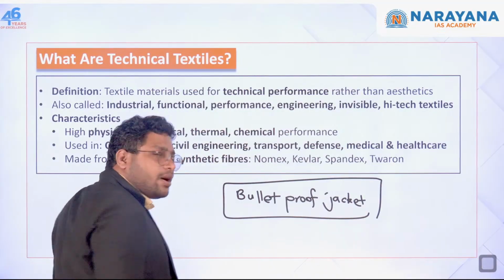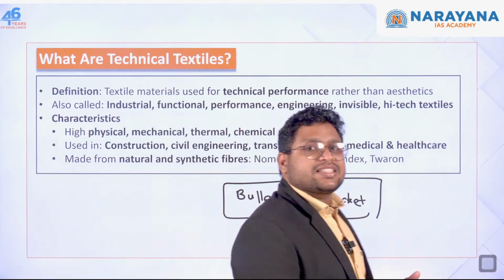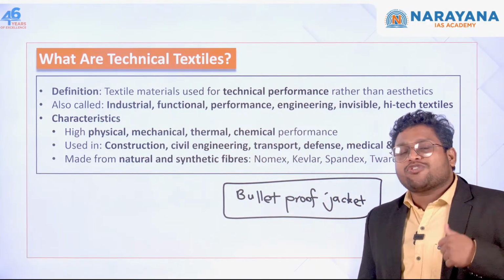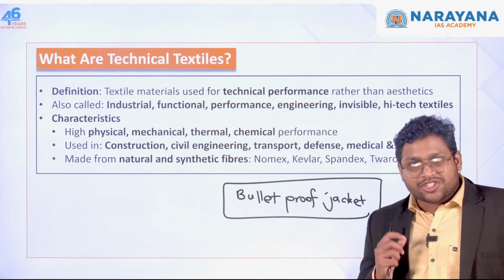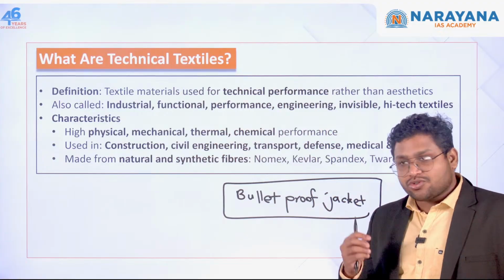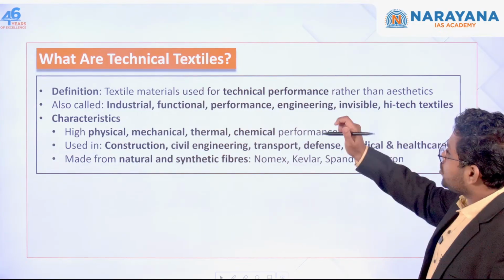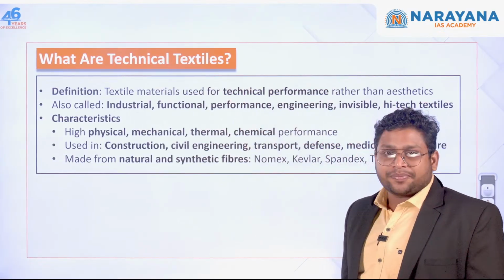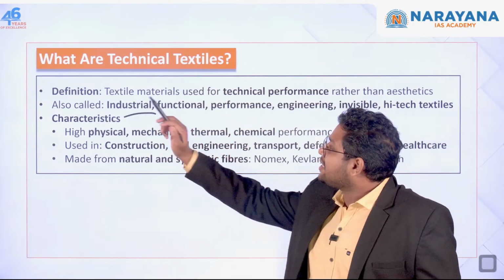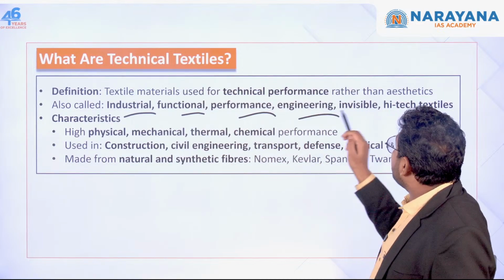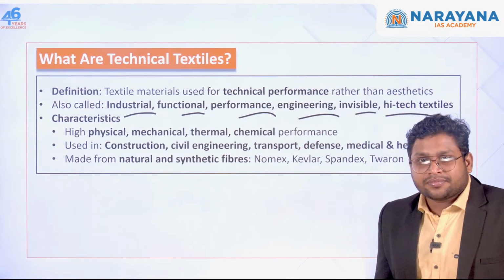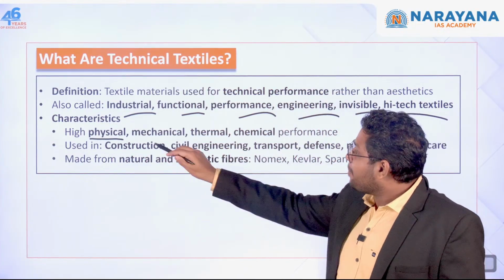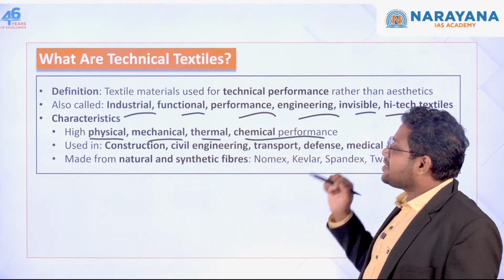Okay, when you're making a bulletproof jacket, it's a special textile that is being made. It is technically made. The materials that are added, they are added not for the looks, but to ensure that this jacket or this textile remains bulletproof. So you have to add such things in it. So any textile material used for technical performance rather than aesthetics is a technical textile. It's also called industrial textile, functional textile, performance textile, engineering, invisible, high-tech textile. And what is its speciality? Well, first of all, it has very high physical standard, mechanical strength, thermal strength, chemical strength, etc.